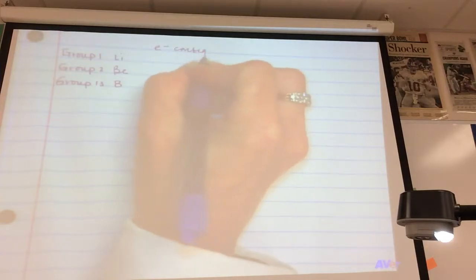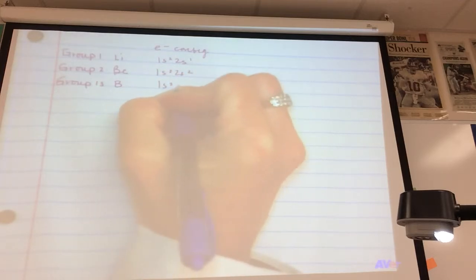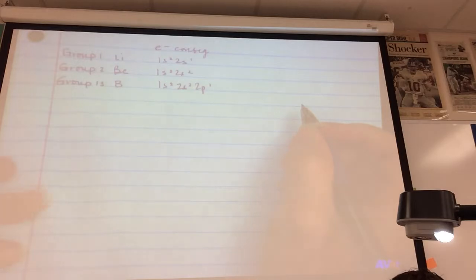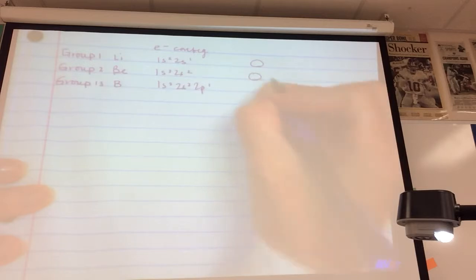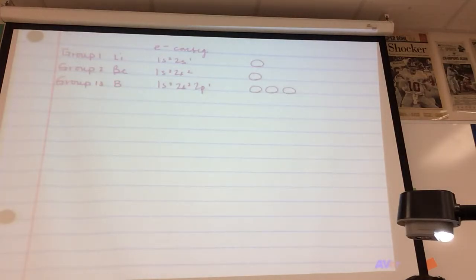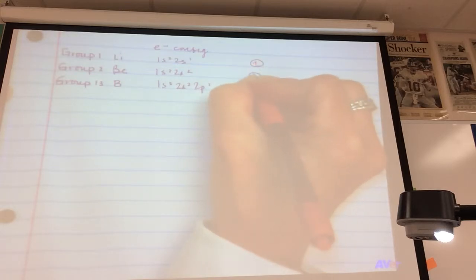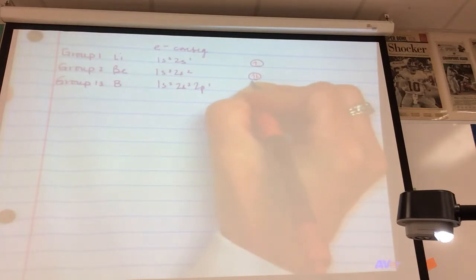In any event, in terms of electron configuration, we've got 1s2 2s1, 1s2 2s2, and 1s2 2s2 2p1. If I just draw the last subshell, I've got 2s, 2s, 2p. And here I would have 1, I have 2, and for 2p here, I have 1. So this is 2s, 2s.